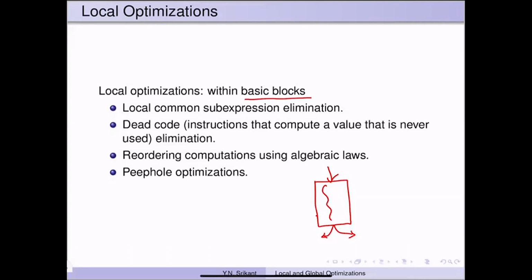So right now it is going to be just a list of such optimizations. Local common subexpression elimination, then dead code elimination. What is dead code? Instructions that compute a value that is never used. Okay. And then reordering computations using algebraic laws such as commutativity, associativity, etc. And then a set of optimizations which are known as peephole optimization. We will look at examples of each of these.